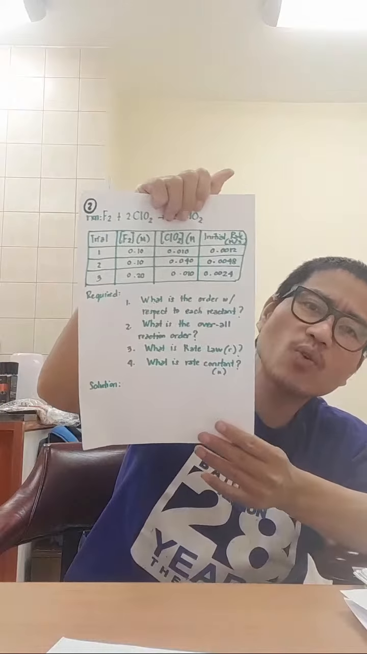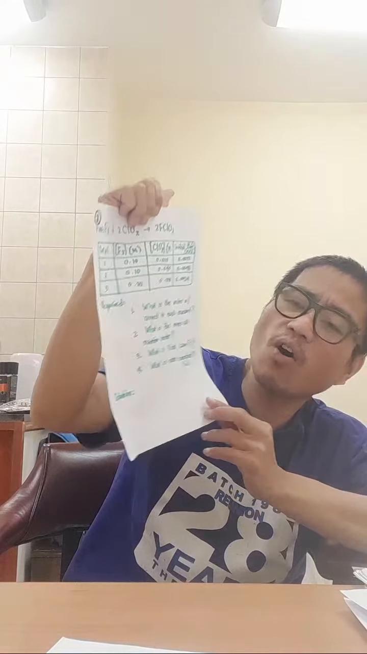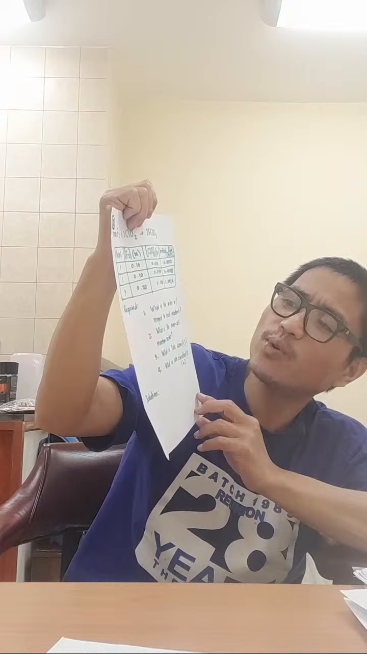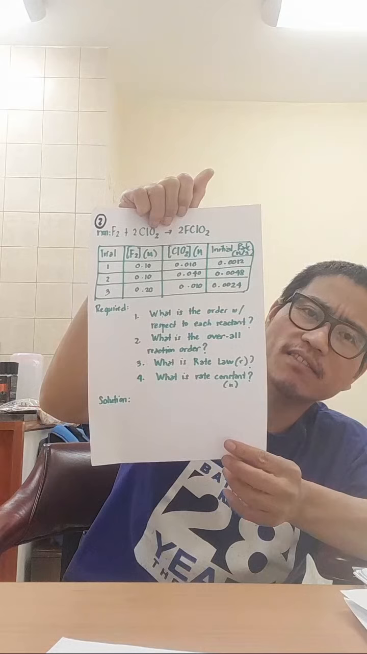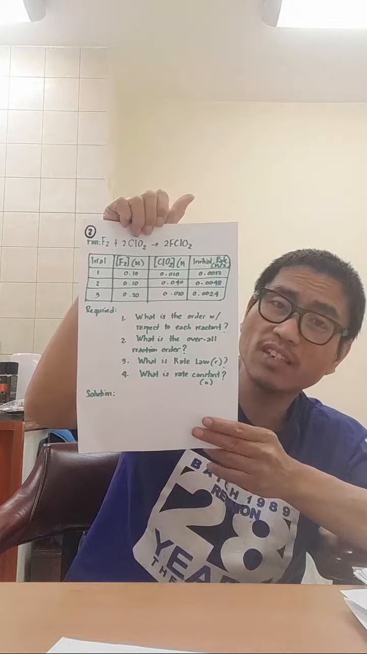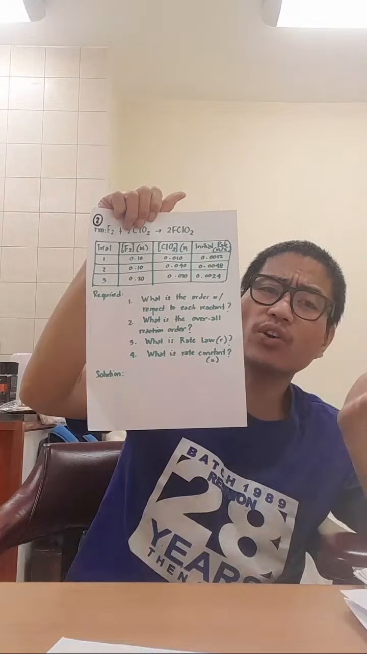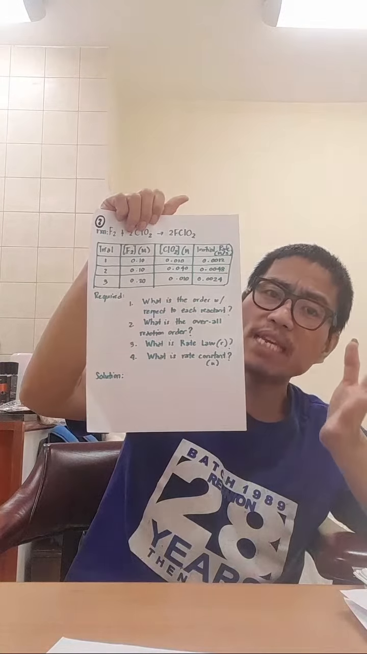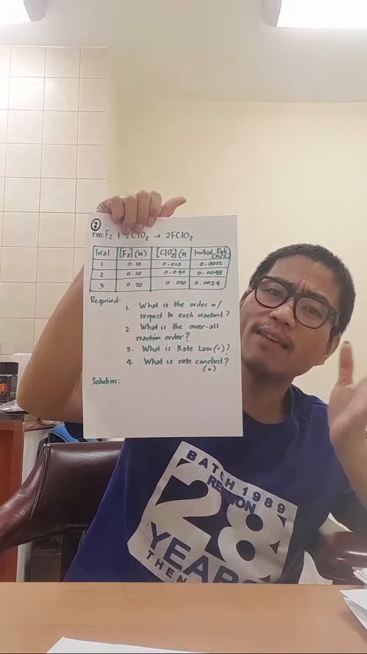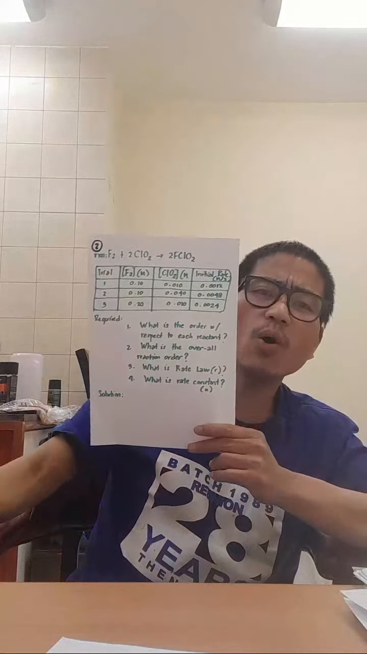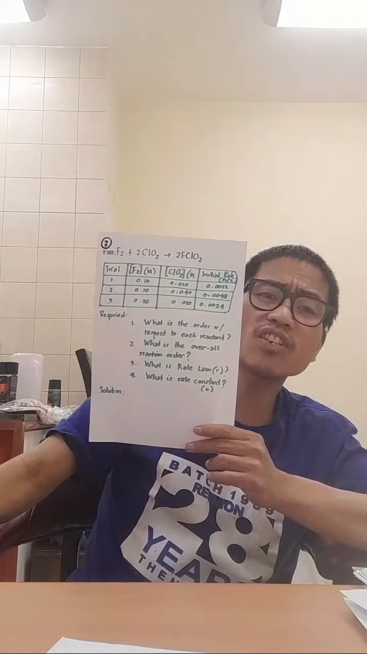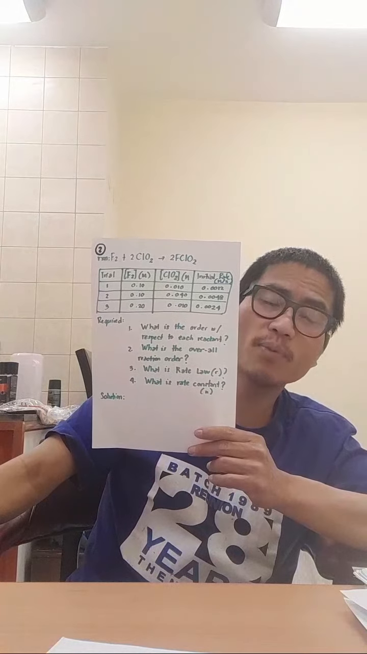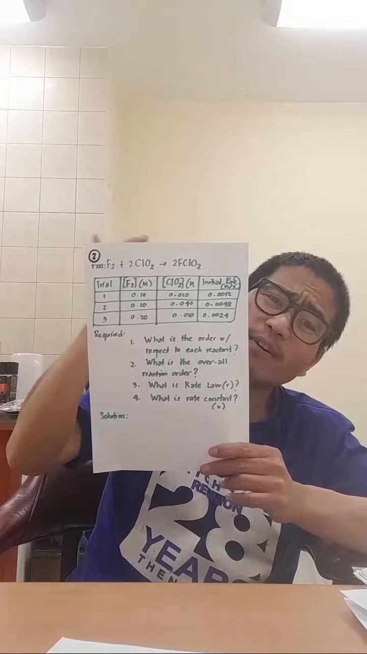Okay, our first question, what's that? What is the order of reaction with respect to each reactant? Second question, what is the overall reaction order, meaning the total? Okay, reactant order A plus reactant order B, or if you have so many reactants, then A, B, C, D and so on. Okay, number 3, what is the rate law? Guys, the rate law refers to the initial concentrations, all about trial 1. Remember that one, because this is the initial rate determination method.